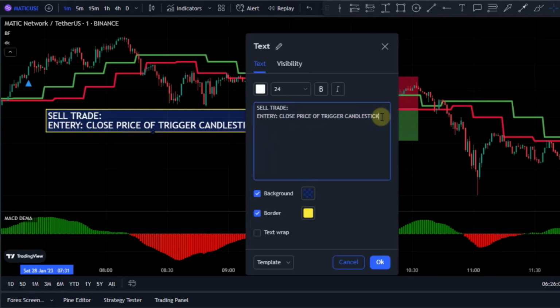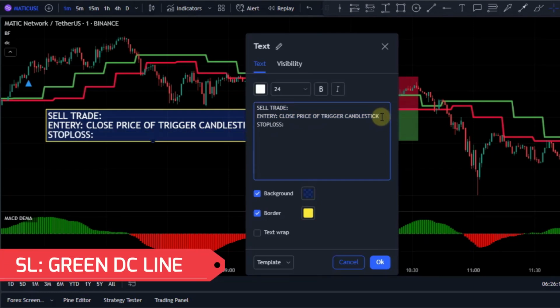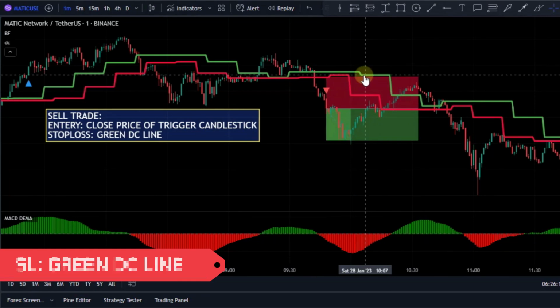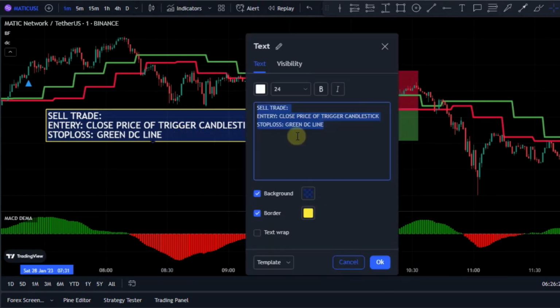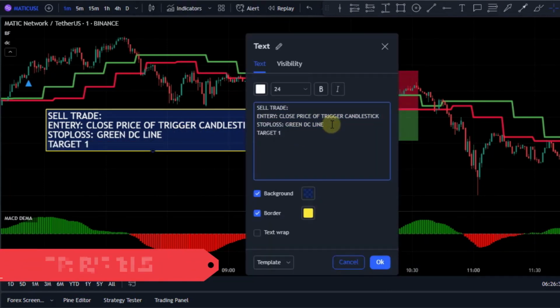Then place the stop loss above the green Donchian channel line. And also the proper target for a short trade would be to use the risk-reward ratio of 1 to 1.5.